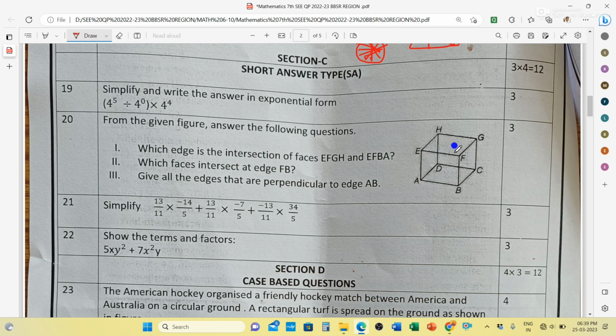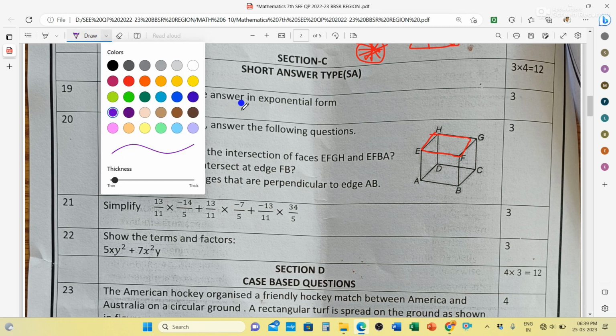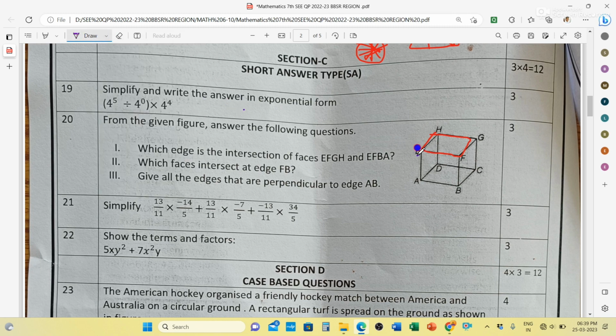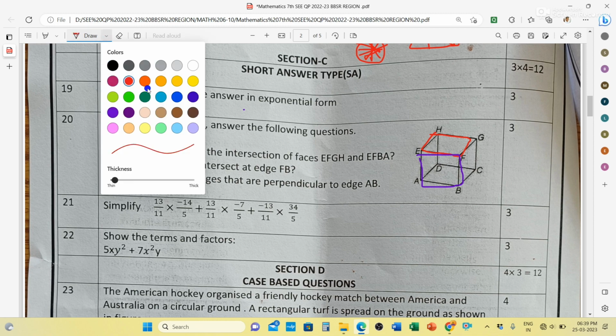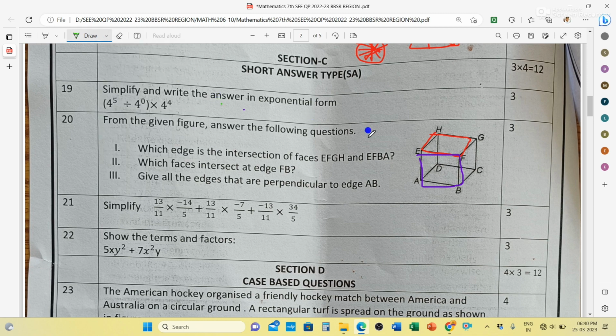EFGH, that means this one. And EFBA, I will change the color, EF, BA. So which edge is the intersection? You can see here, this one is the intersection, right? This one, that is EF.